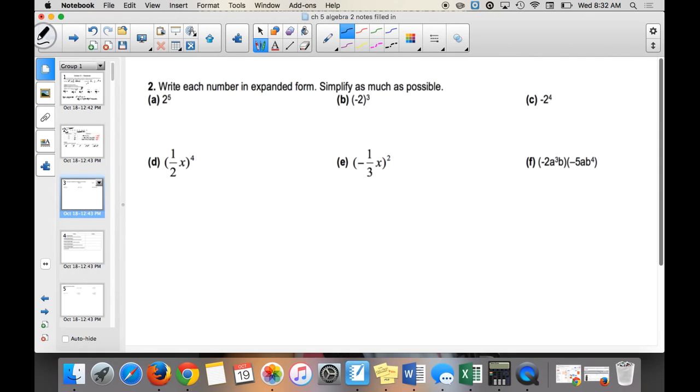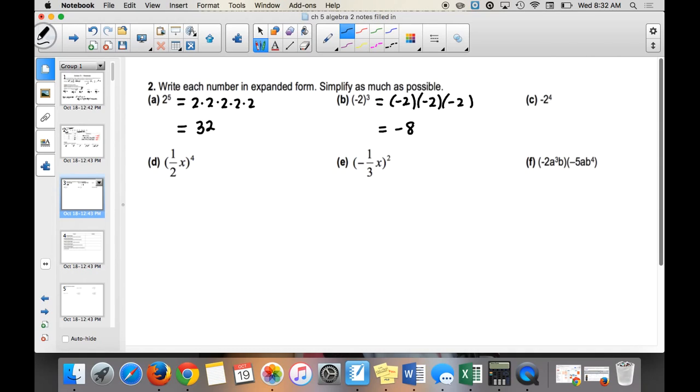So this next one says write each number in expanded form and then simplify as much as possible. So now we're going to do the opposite. So we're going to write it out. So this first one is going to be 2 times 2 times 2 times 2 times 2. And then we'll go ahead and combine. So if I have 2 times 2 times 2 times 2 times 2, so 5 2's, do you guys know what that is? Yeah, 32. And this next one's going to be negative 2 times itself 3 times. So we're going to get negative 8.